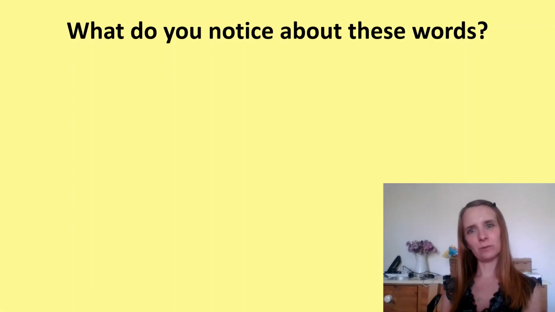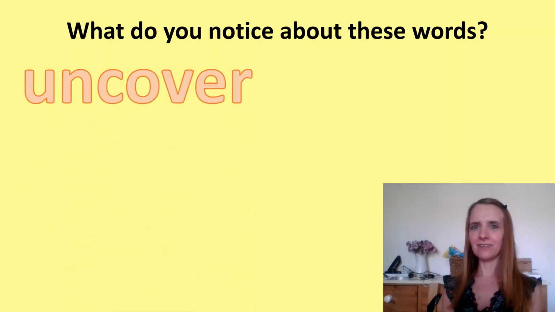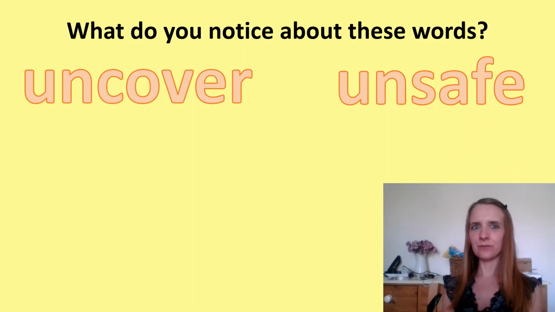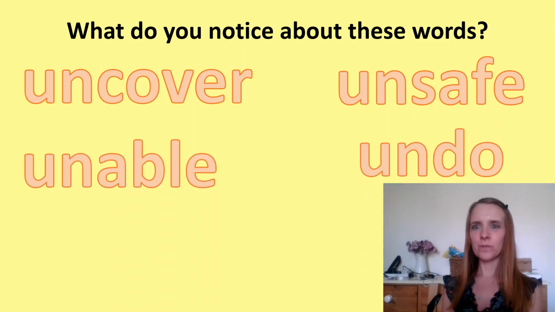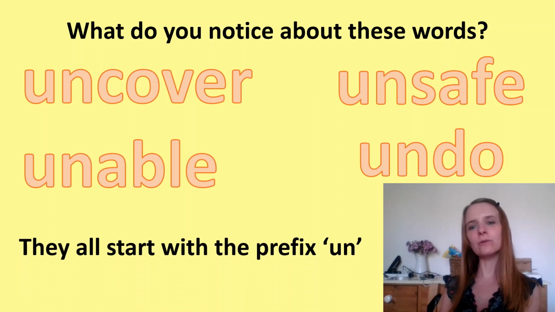Okay, so I'm wondering, what do you notice about these words? Wonder if you can see or figure out what we're going to be learning today by looking at these words. So we've got the word uncover, unsafe, unable, and undo. What do you notice about them? Well done if you said they all start with un. They've all got un at the start. That's a prefix, un, and that's what we're going to be learning today. We're going to be learning to add the prefix un to words.